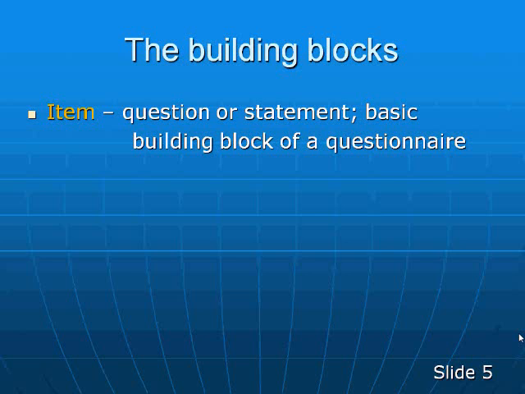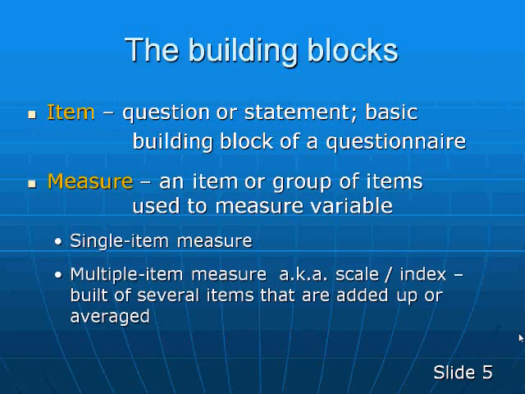Items make up measures. A measure is simply an item or a group of items that we use to measure a variable. If you want to get a better idea of what a measure is, let's think of some mundane examples. A piece of tape with inches on it can be used to measure height or circumference of things or length of things, right? A scale is the measure of weight. A thermometer is a measure of temperature.